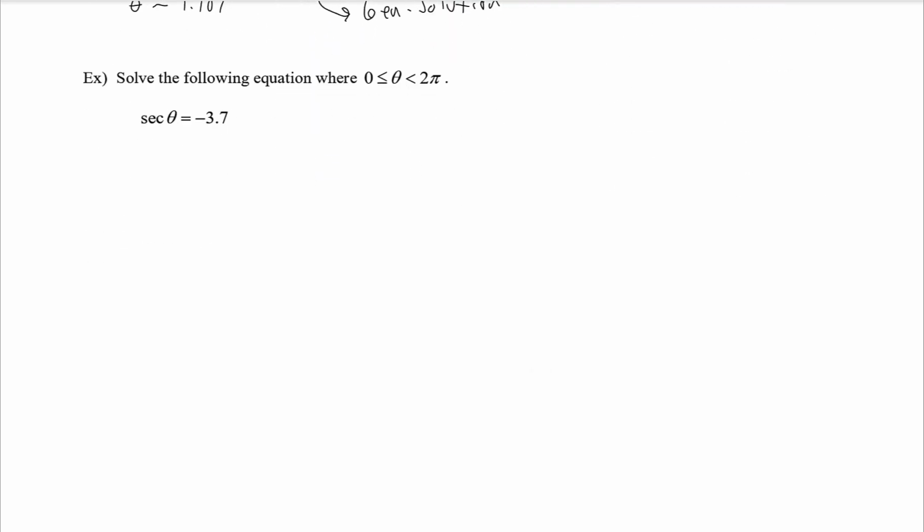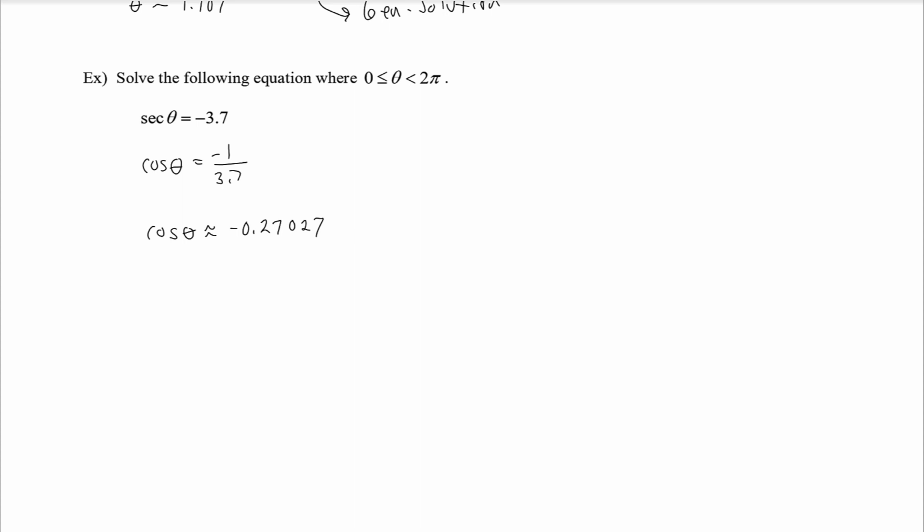Let's try this one here. I want secant to be negative 3.7, which means I want cosine to be negative 1 over 3.7. If that fraction makes you uncomfortable, then feel free to do that division on your calculator and write it as negative 0.27027. I have to round it. Got to round it. But I'll keep a bunch of decimals so I maintain some accuracy here.